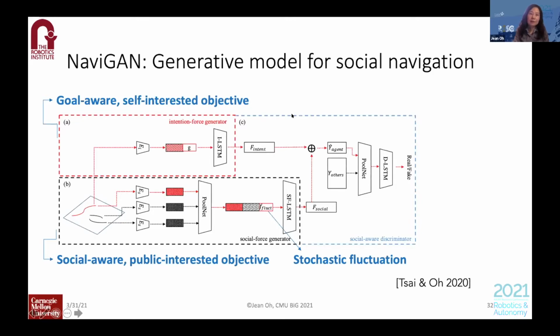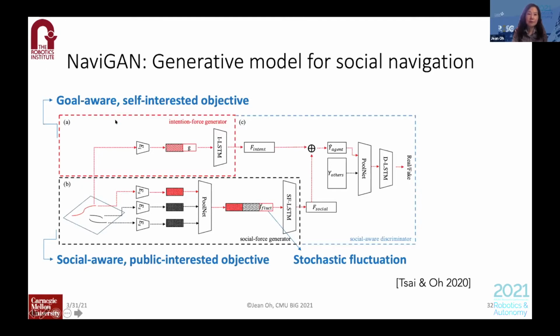So this navigation idea has multiple terms. Navigation is in essence decision making using multiple objectives. It's never a single objective, like I want to reach the destination and ignore all the other constraints. There is a self-interested objective that is trying to reach the destination as soon as possible.